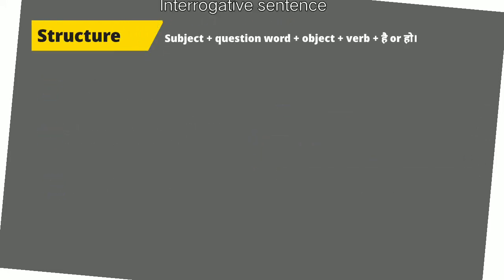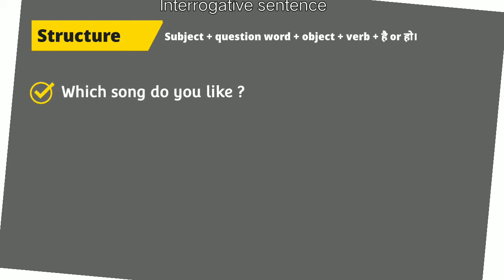Now see the structure of interrogative sentences. Subject plus question word plus object plus verb if required plus है or हो, and then question mark. Let's translate a sentence. Which song do you like?